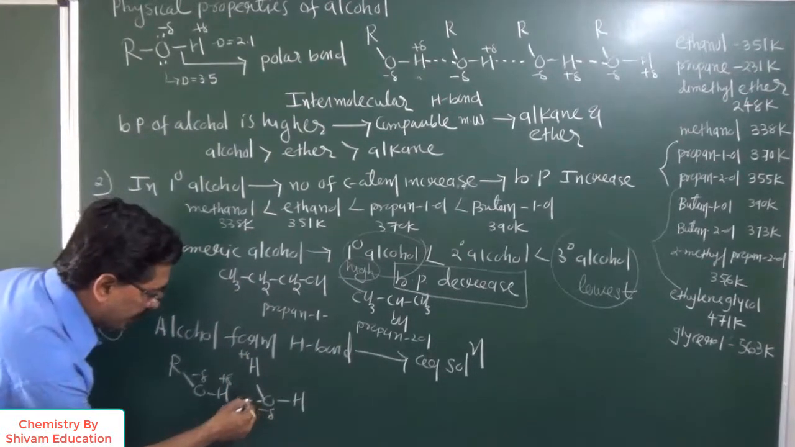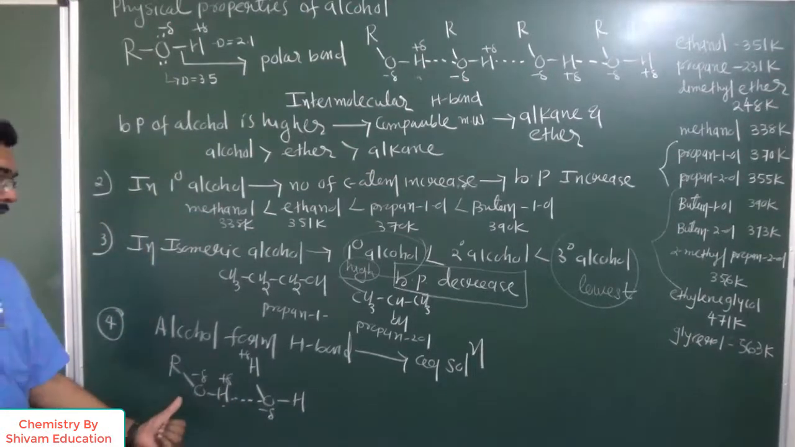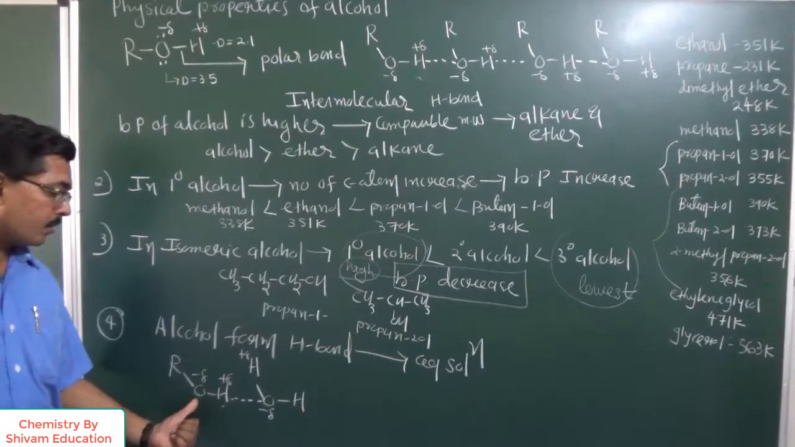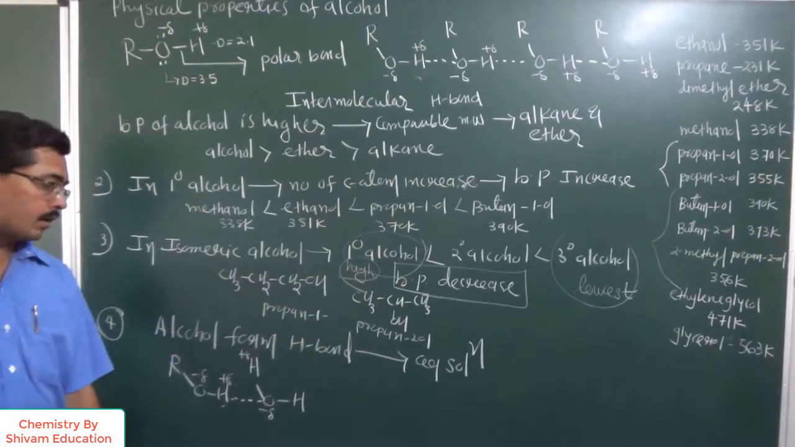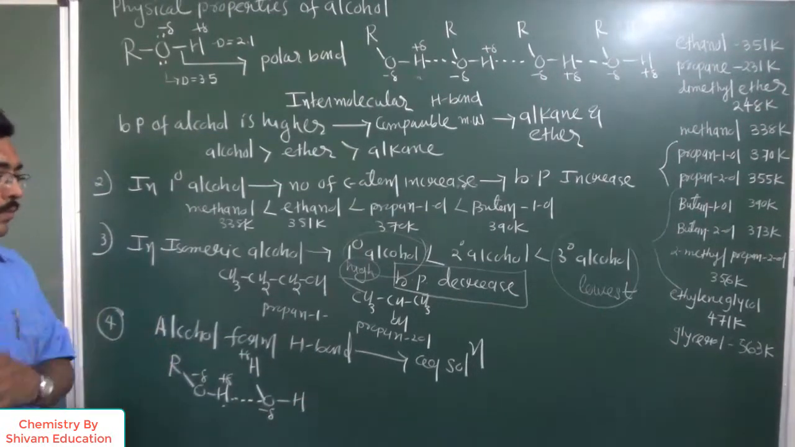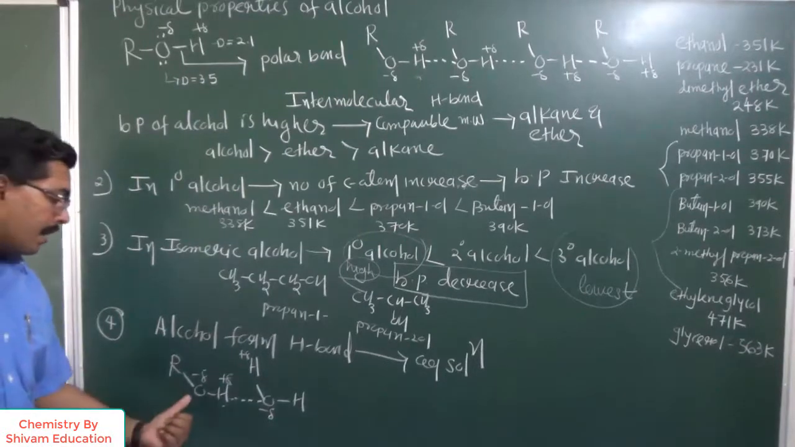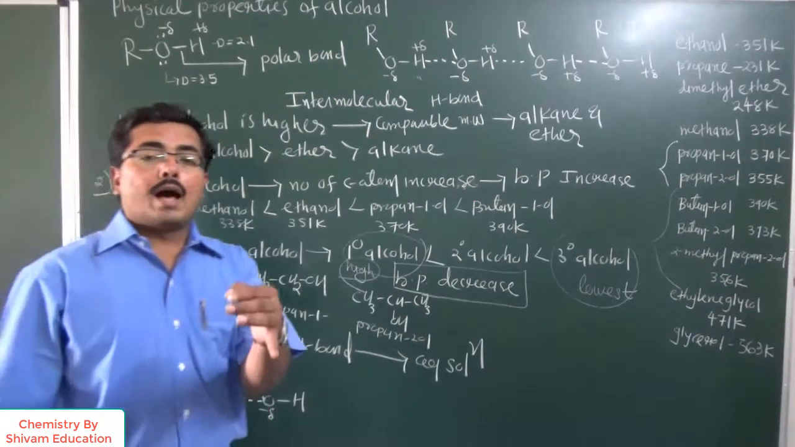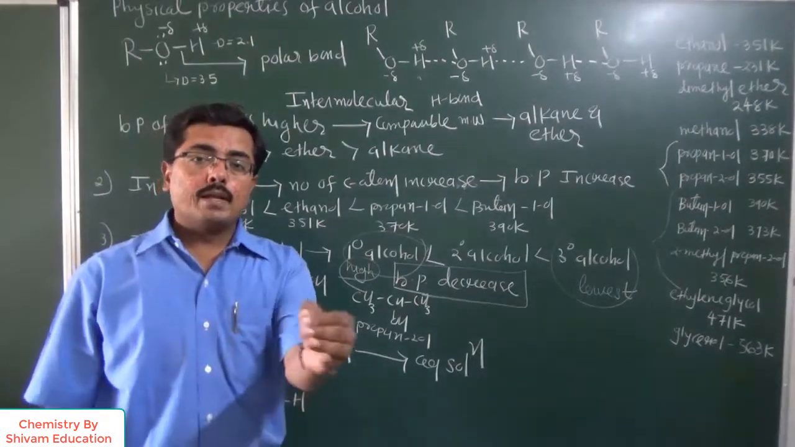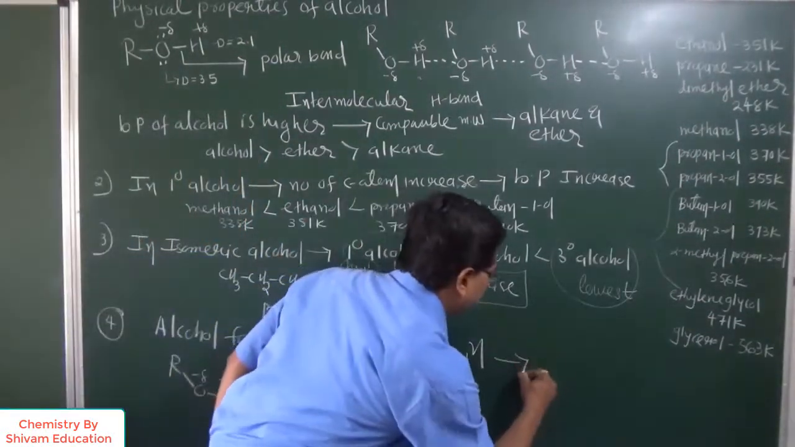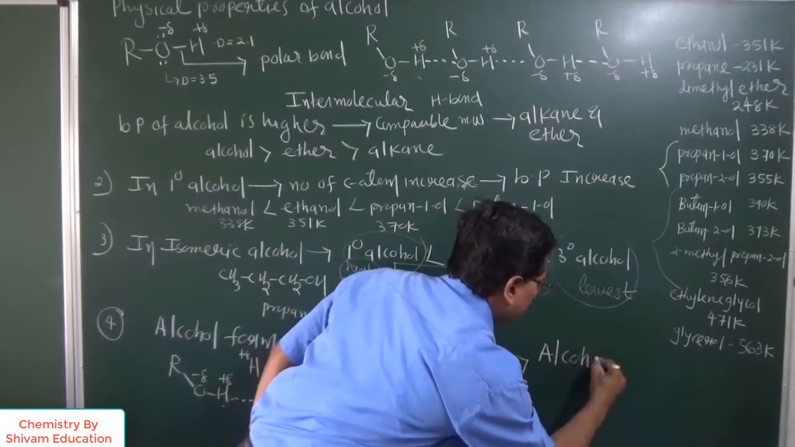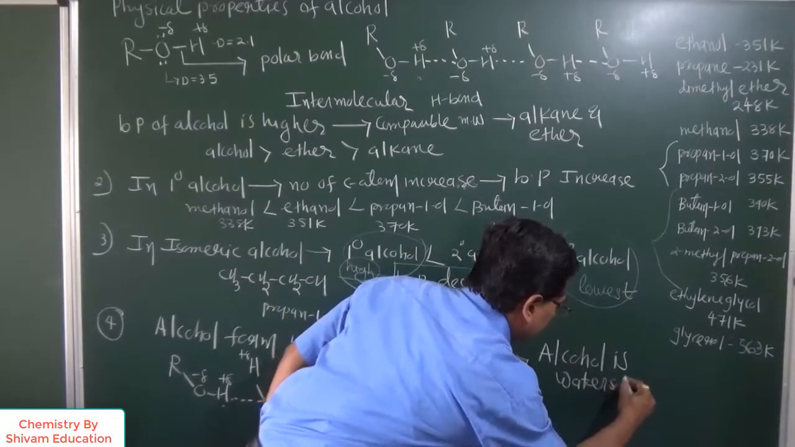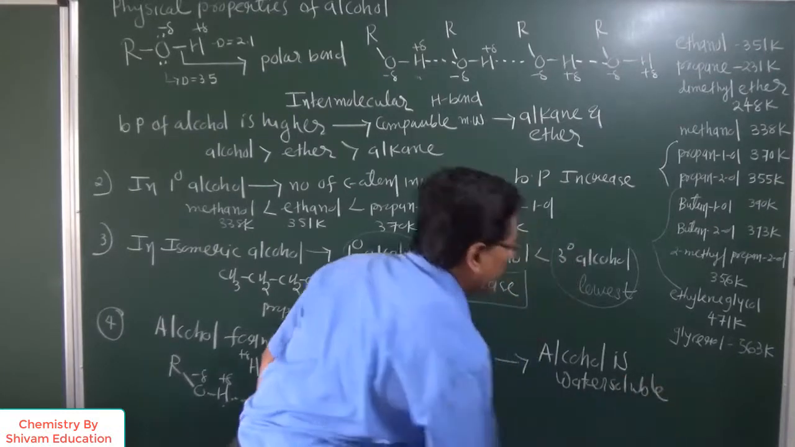So it is observed that alcohol in its aqueous solution forms a hydrogen bond with this water molecule, and because of this formation of hydrogen bond with water molecule, it is observed that alcohol is soluble in water. So we can write that alcohol is water soluble because it forms a hydrogen bond.